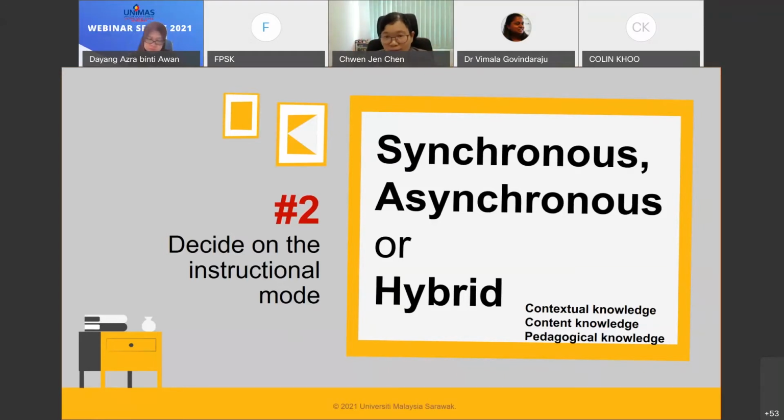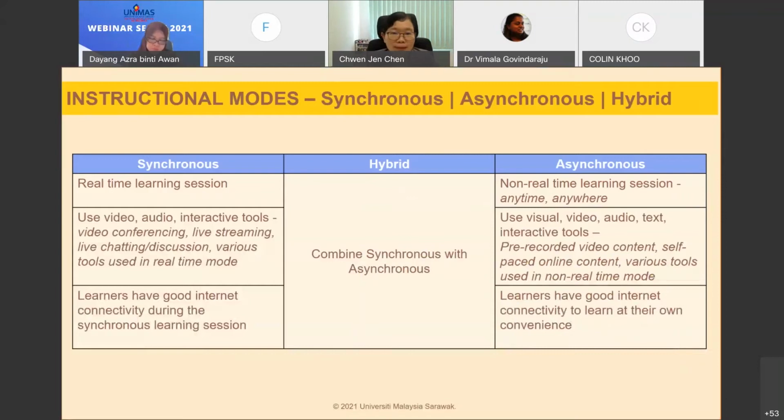before you can make your decision, all right? So, if you were to ask what is synchronous, I think a lot of you know already. It's about real-time learning, okay? And asynchronous is non-real-time. The thing about synchronous is learners need to have a good internet connection during your session, but asynchronous, fine. You need to have internet connection. No internet connection, no online learning.